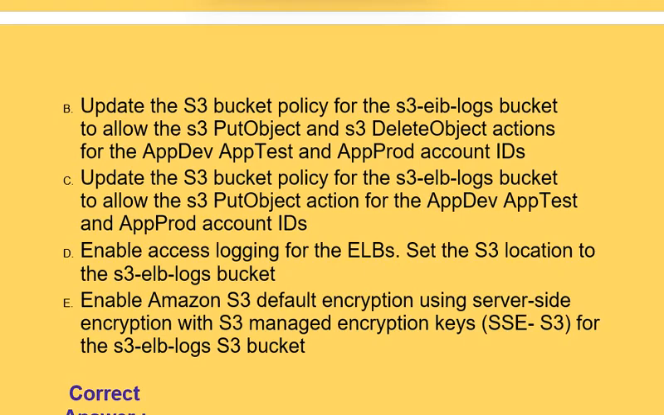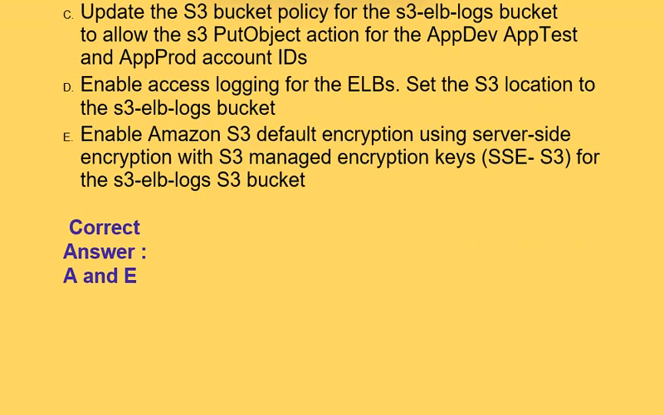Option D, enable access logging for the ELBs. Set the S3 location to the s3-elb-logs bucket. Option E, enable Amazon S3 default encryption using server-side encryption with S3 managed encryption keys, SSE-S3, for the s3-elb-logs S3 bucket. Correct answer is option A and option E.